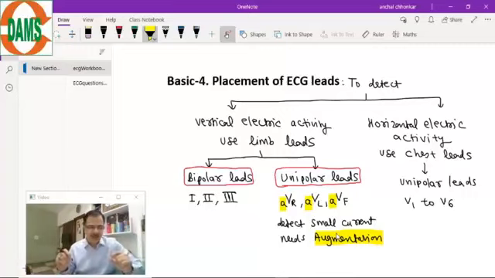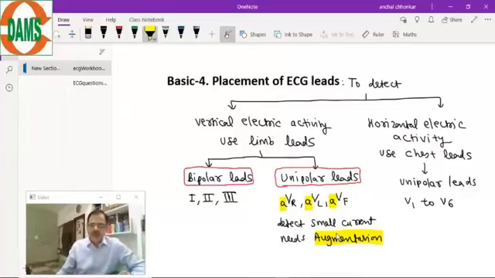Augmentation. How to augment? Augmentation is done by the machine automatically. If it detects 2 mm deflection, it makes it say 3 mm or 4 mm. Now come to R, which stands for right upper limb, F stands for left lower leg, and L stands for left upper limb. So these are the limb leads.